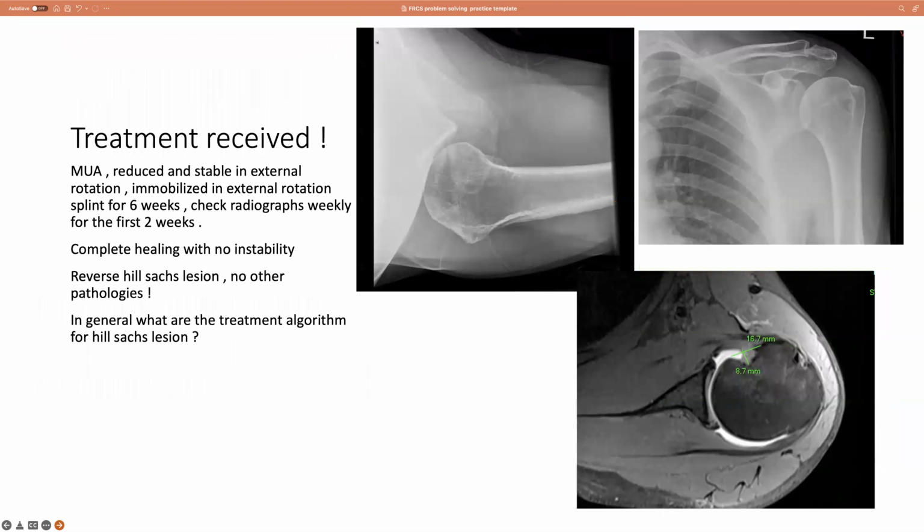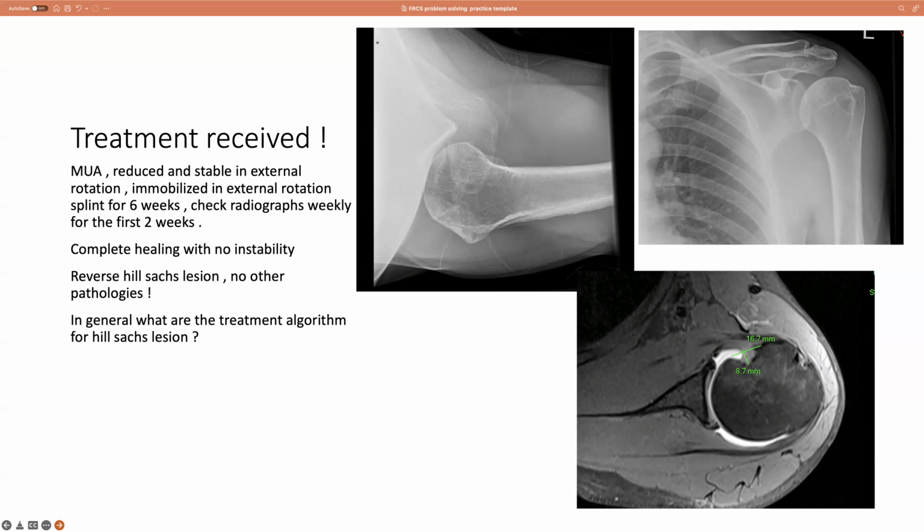Treatment received. The patient had a next day morning MUA. It was stable in external rotation. Had been immobilized in an external rotation splint for 6 weeks. Check radiograph weekly for the first 2 weeks. He achieved complete healing with no instability. He had an MRA, which showed a reverse Hill-Sachs with no other pathologies.